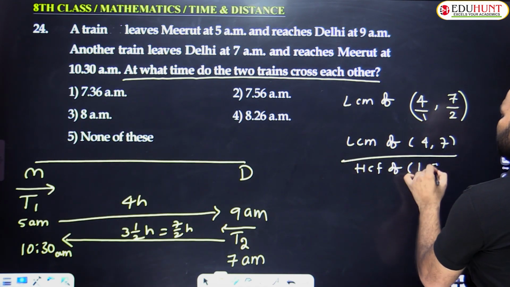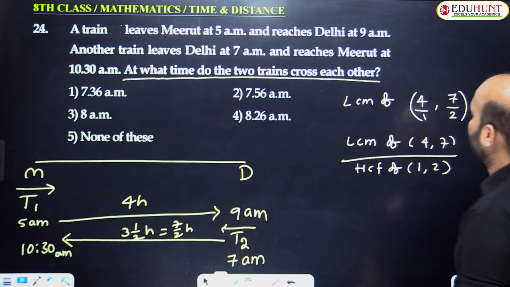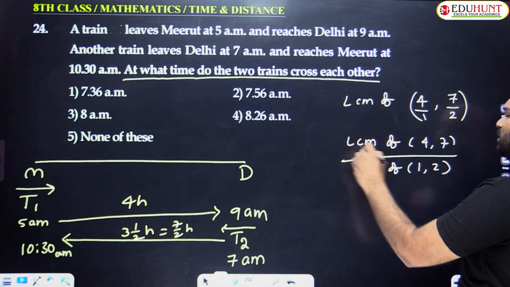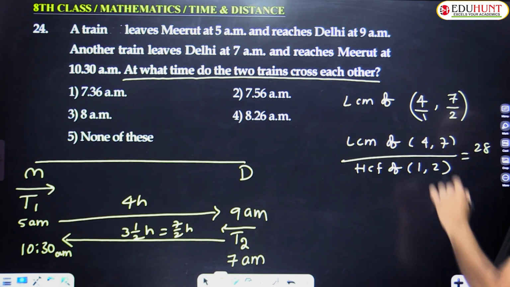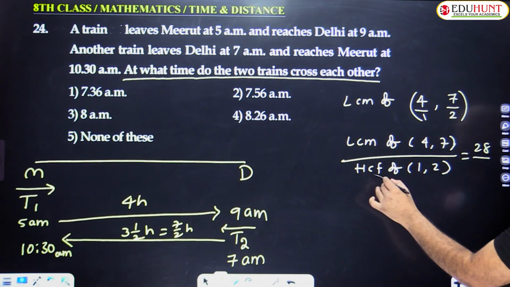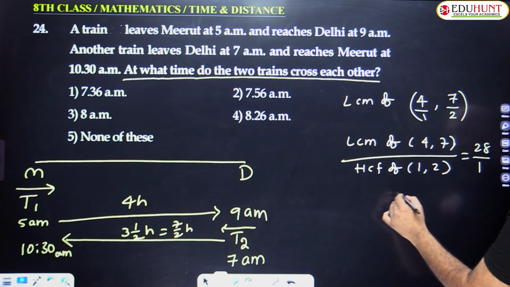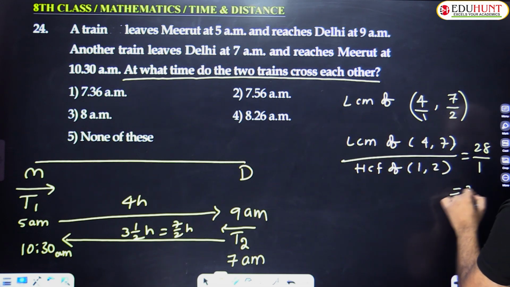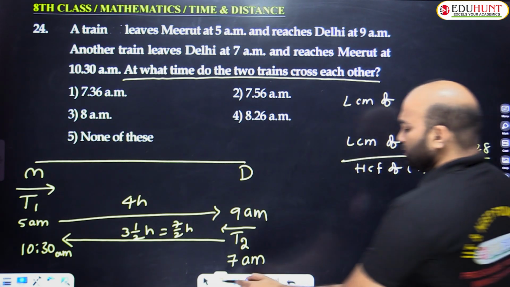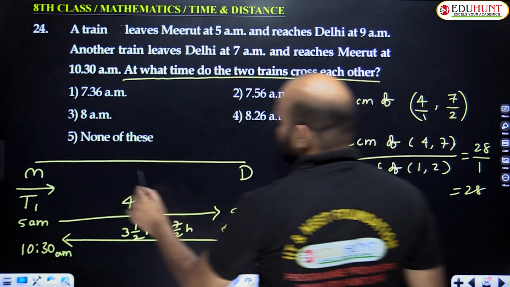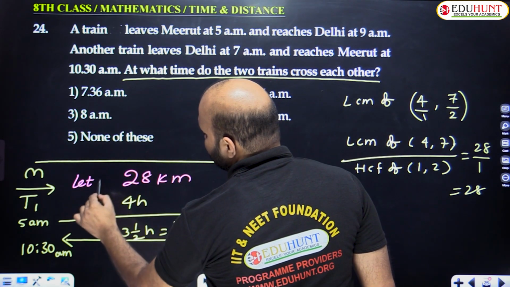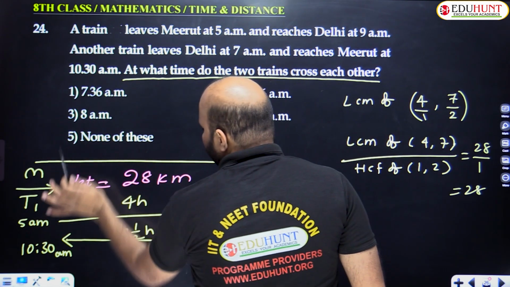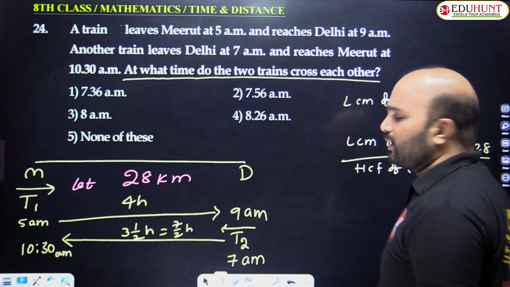What are the denominators? 1 and 2. The LCM of the numerators, 4 and 7, is 28, divided by the HCF of 1 and 2, the denominators, which is 1, so nothing but 28. Finally we get 28. So let me take the distance between the two stations as 28 kilometers. It will be assumed, okay. Am I clear? So the distance between Meerut and Delhi is 28 kilometers.